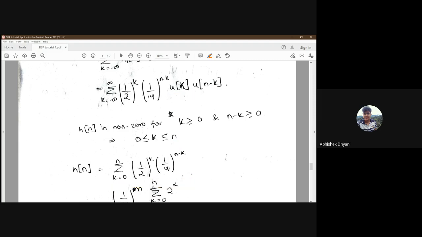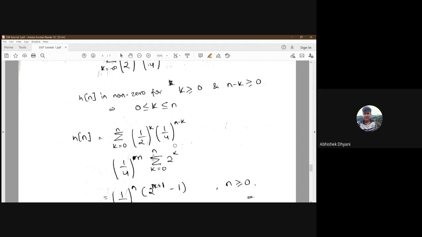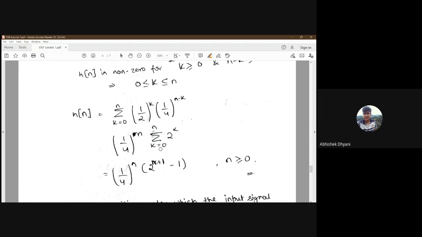Now from this expression, we can take out (1/4) raised to the power n because it is independent of k, and we are left with this part. And for this, we know the expression already, that summation k equal to 0 to n of 2 raised to the power k is equal to 2 raised to the power n plus 1 minus 1. So this is h of n for all n greater than or equal to 0.